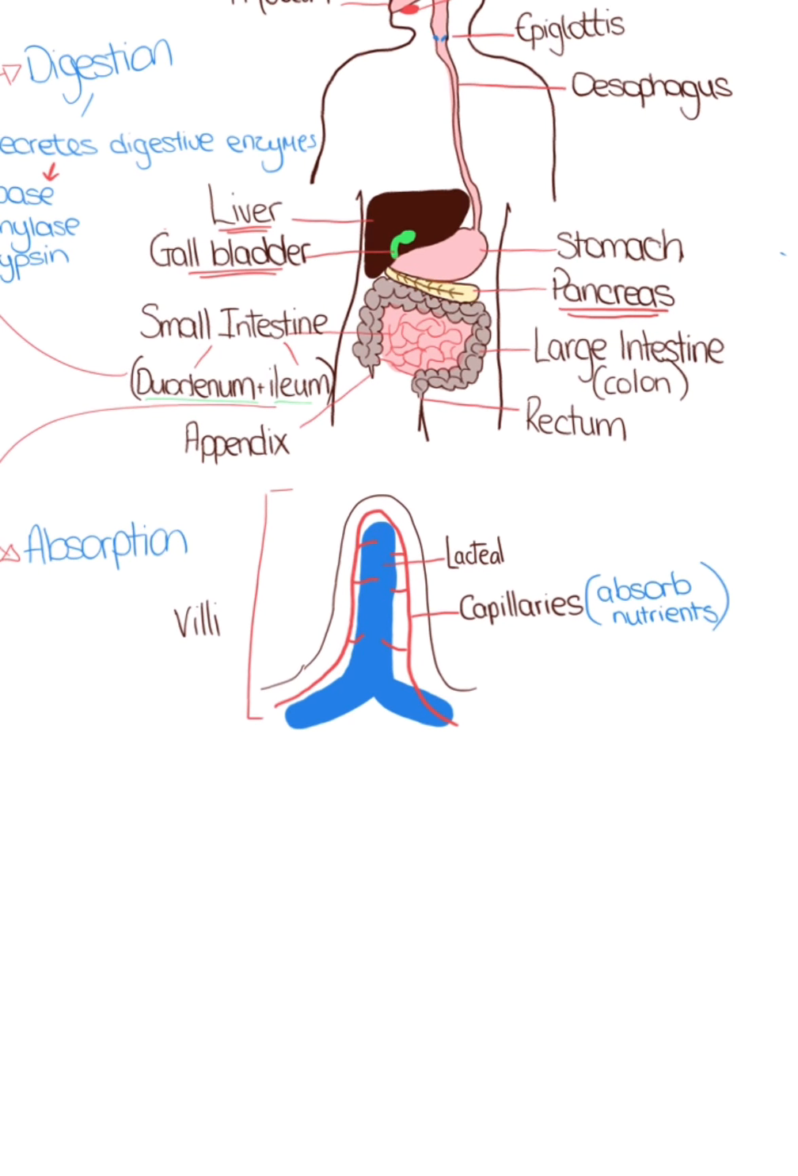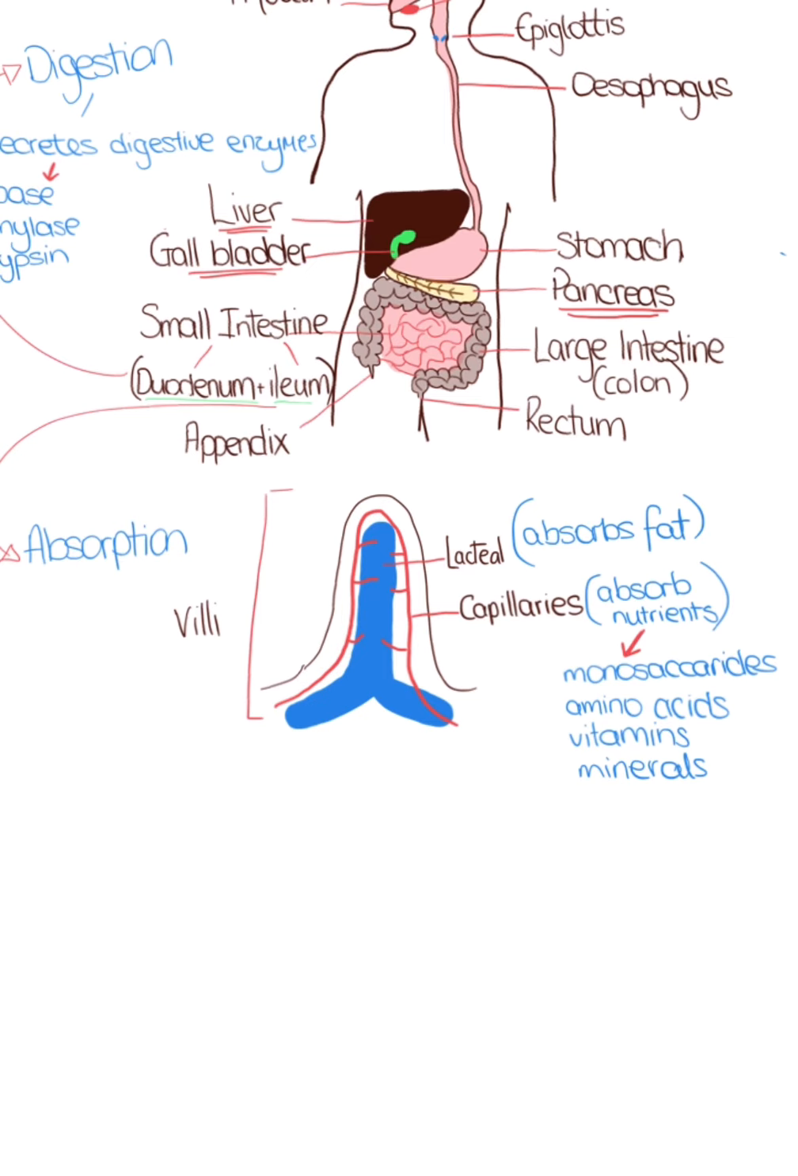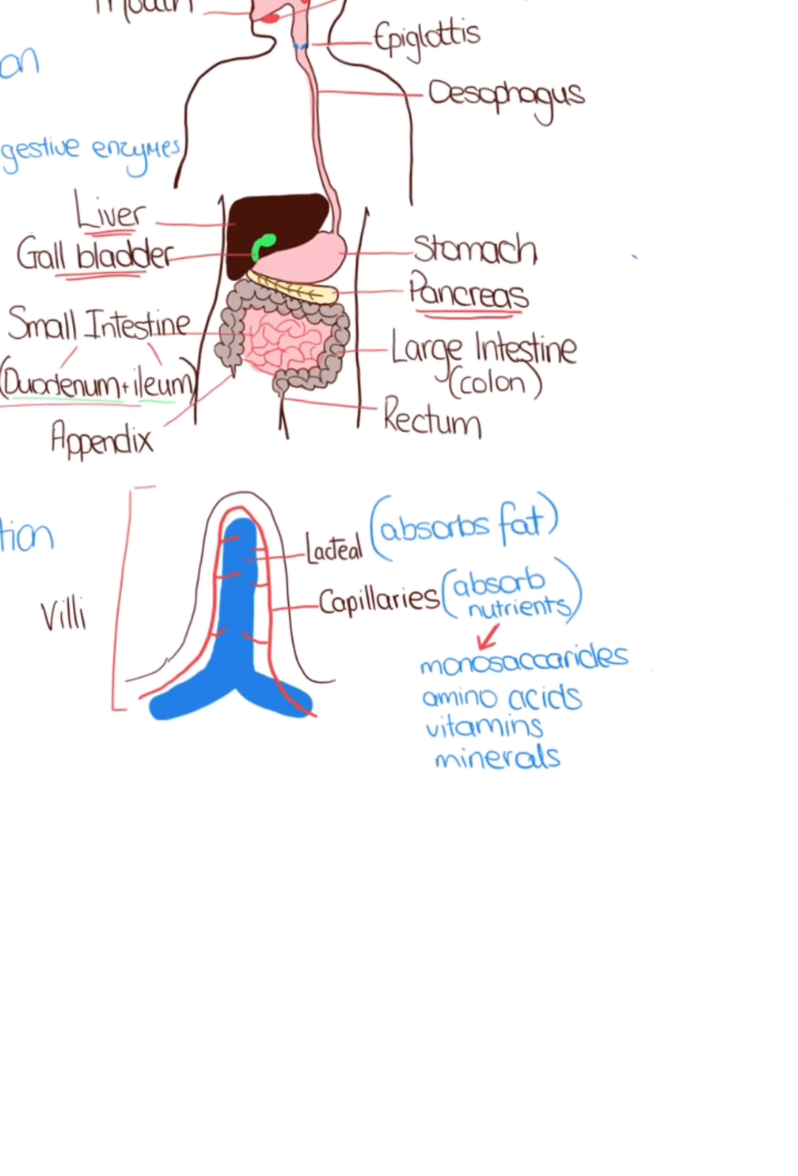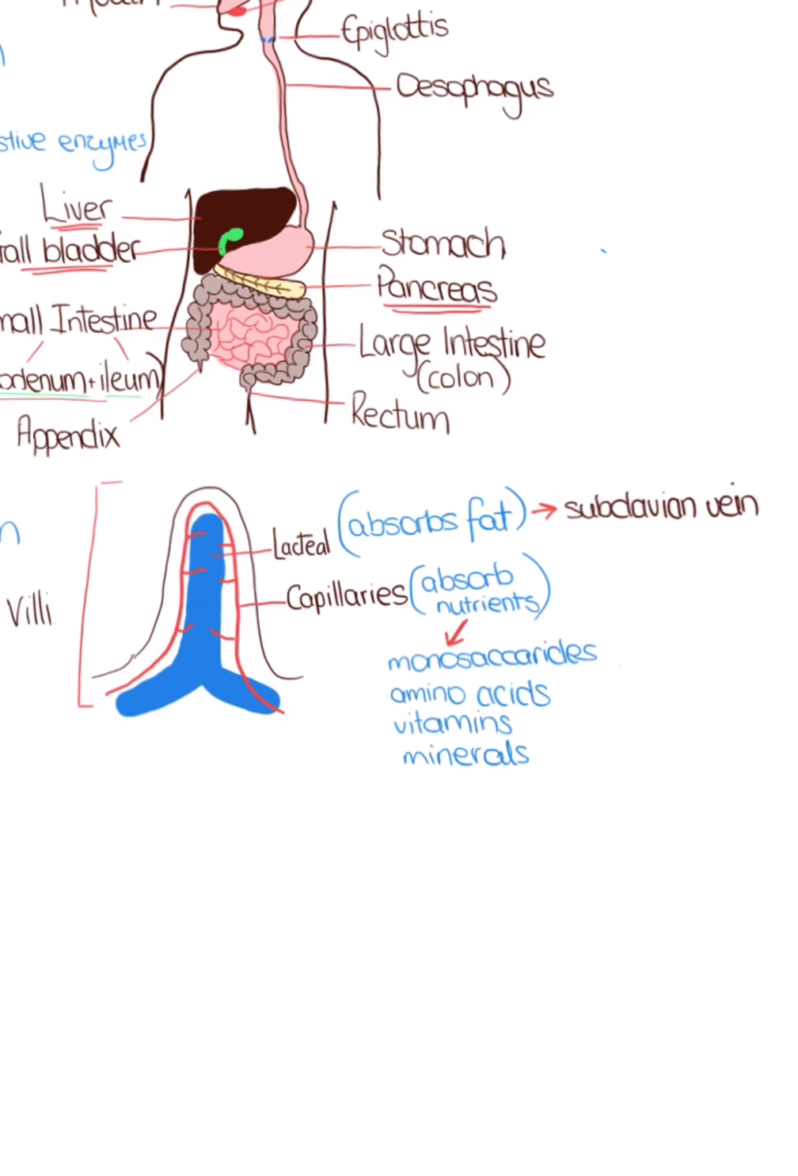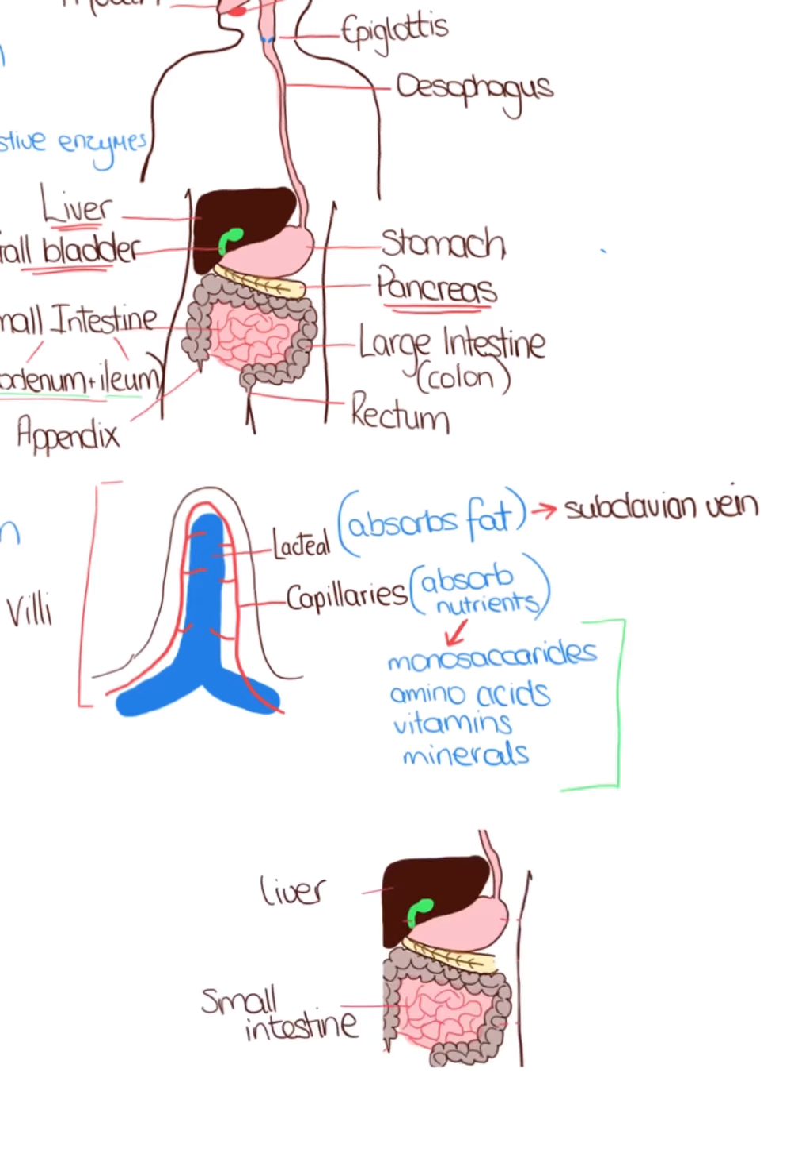These are the monosaccharides, amino acids, vitamins and minerals. The lacteals absorb fatty acids and glycerol. Here they are reformed into fats. The lymph transports the fat through the body where they rejoin the blood system at the subclavian vein. The absorbed nutrients from the capillaries can pass into the liver from the small intestine through the hepatic portal vein.